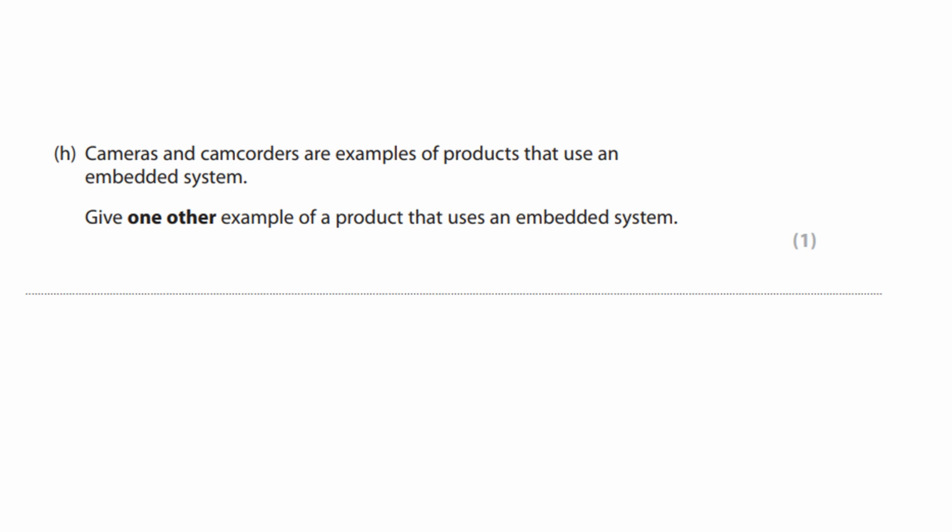Cameras and camcorders are examples of products that use an embedded system. Give one other example. So our washing machine, smart TV, oven, heaters, etc.